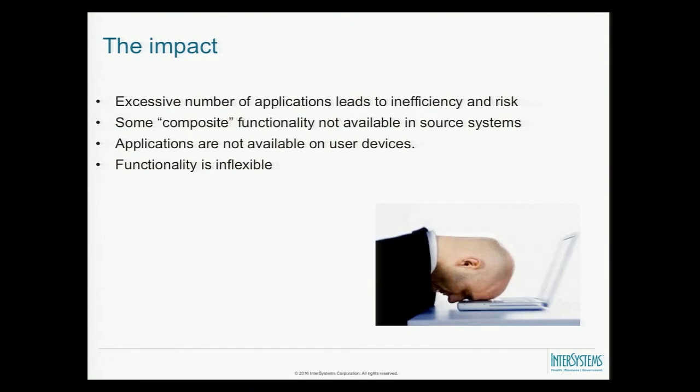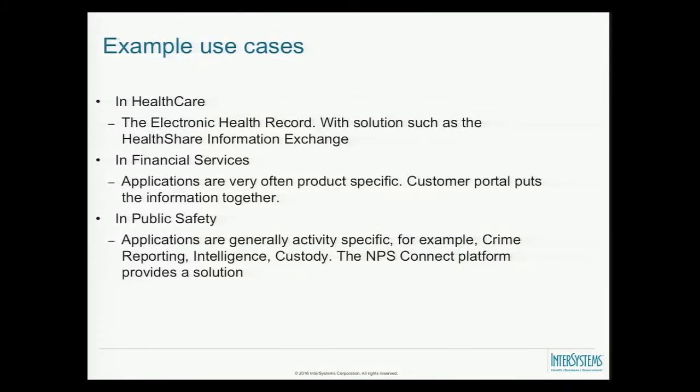So we look at some use cases, first of which is in healthcare. The electronic health record is a good example of a composite application. And a platform that can be used to deliver that is the Healthcare Information Exchange. What the Healthcare Information Exchange does within a healthcare environment is allow you to take clinical data regarding patients, available in different systems and also different organizations, and put it all together so that the clinician can provide care to the patient.